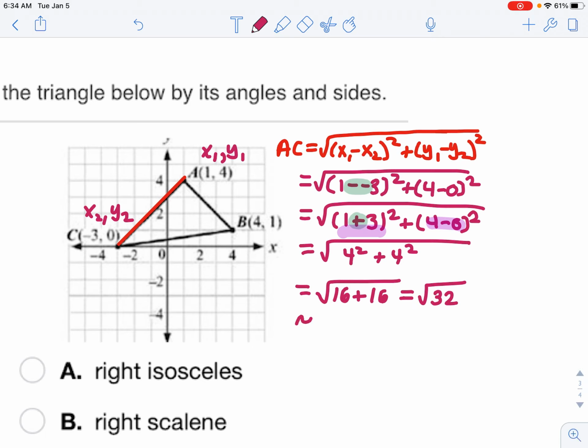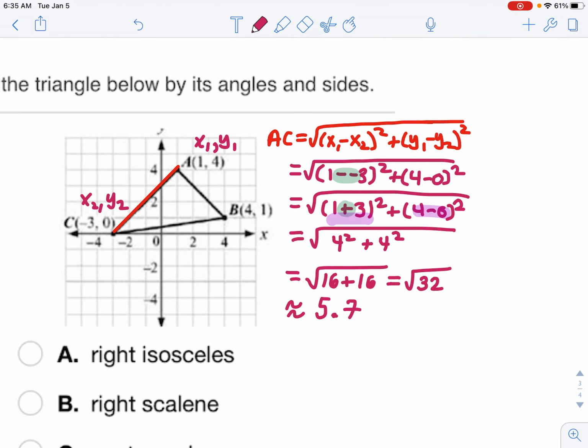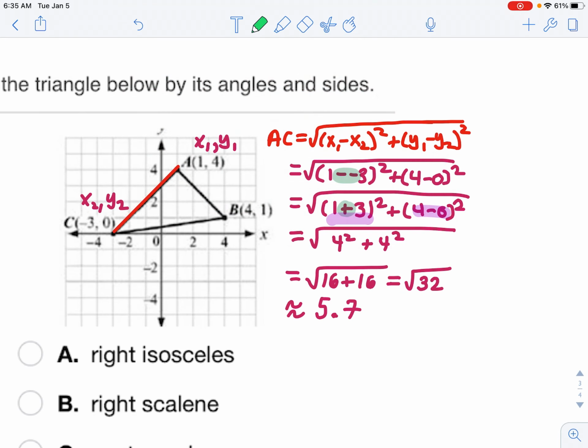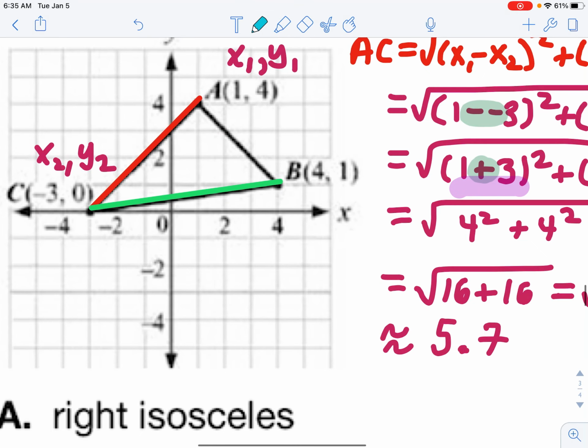And if I want, I can put this as a decimal. Again, I'm really smart, but I don't know radical 32 off the top of my head. I know it's a number less than 6, and it's 5.7-ish. That was the length of AC. Now, let's find the length of BC, and let's do this doing the Pythagorean theorem shortcut.